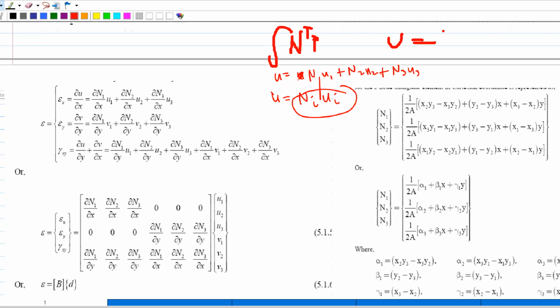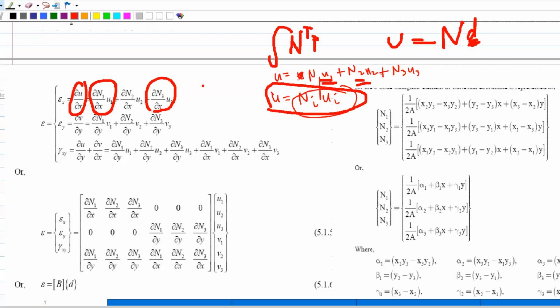We set that u is equal to nd. Well, dito sa lecture, on this derivation, u is equal to nu. Basically, this is displacement. So u is equal to nu, or u is equal to ni ui. Therefore, du dx is equal to dn1 u1 over dx plus dn2 u2 dx plus dn3 u3 dx, because tatlong x coordinate tayo. Ganun din sa dv dy: dn1 v1 dy, dn2 v2 dy, dn3 v3 dy. For the shearing deformation, mas madami siya.